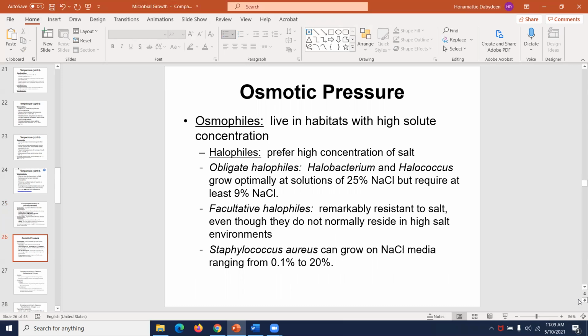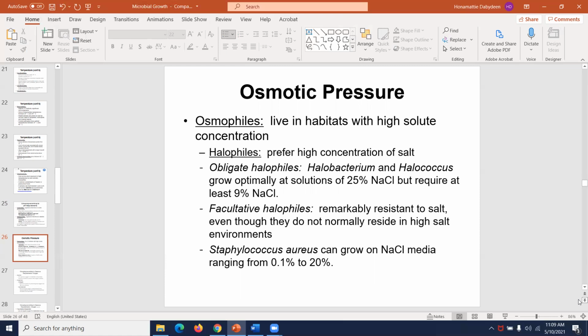Osmotic pressure: osmophiles live in habitats that are high in solute concentration. Sometimes it's salt, sometimes it's sugar. In fact, halophiles like a lot of salt. They prefer very high salt concentration. Halobacterium and Halococcus could survive in solutions that are 25% concentration of sodium chloride.